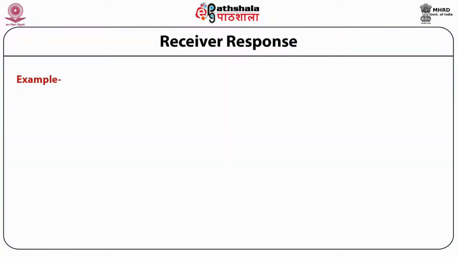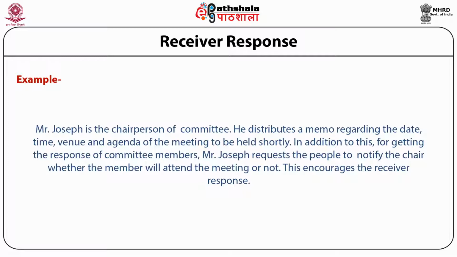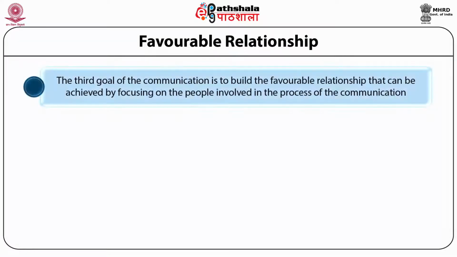For example, Mr. Joseph is the chairperson of the committee. He distributes a memo regarding the date, time, venue, and agenda of the meeting to be held shortly. In addition to this, for getting the response of committee members, Mr. Joseph requests the people to notify the chair whether the members will attend the meeting or not. This encourages receiver response. Third goal of business communication, favorable relationship, is very important.